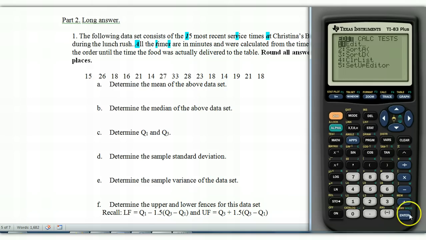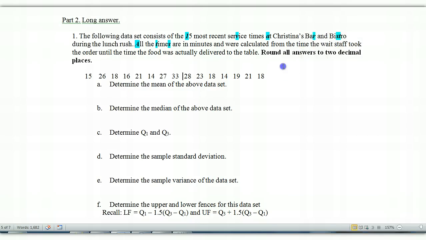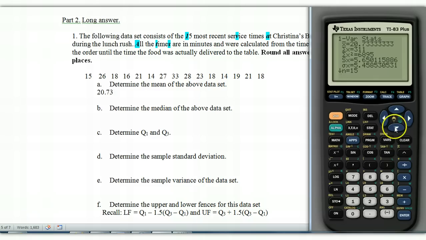So go to your stat editor, put in your data, 15, 26, 18, and then run your one variable stats. So what's our mean? 20.73. Round all these to 2 decimal places. So the mean is 20.73. The median, remember the median's on one variable stats. There's the median, 19.